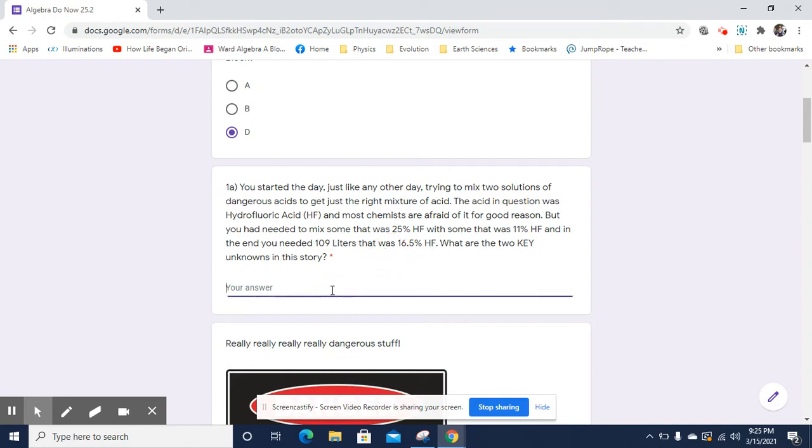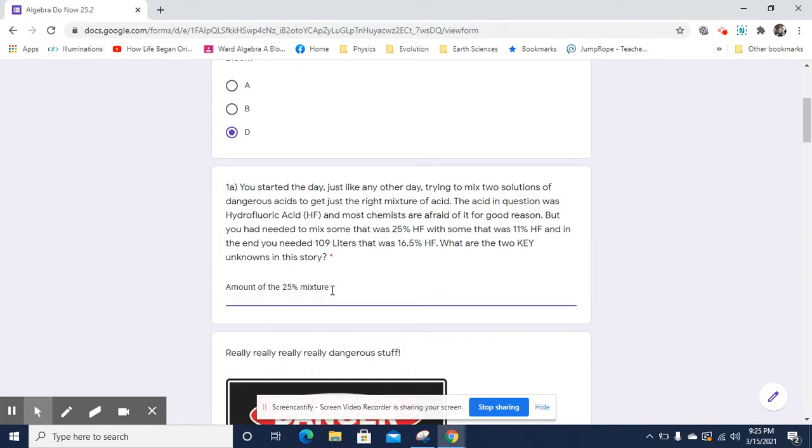So what are the two key unknowns? The two key unknowns are the amount of a 25% mixture or solution and the amount of the 11% mixture. In chemistry, we call these solutions. Okay, I'm going to call this X, and I'm going to call the other one Y. Okay, and so those are my unknowns. I'll put an equal sign here.